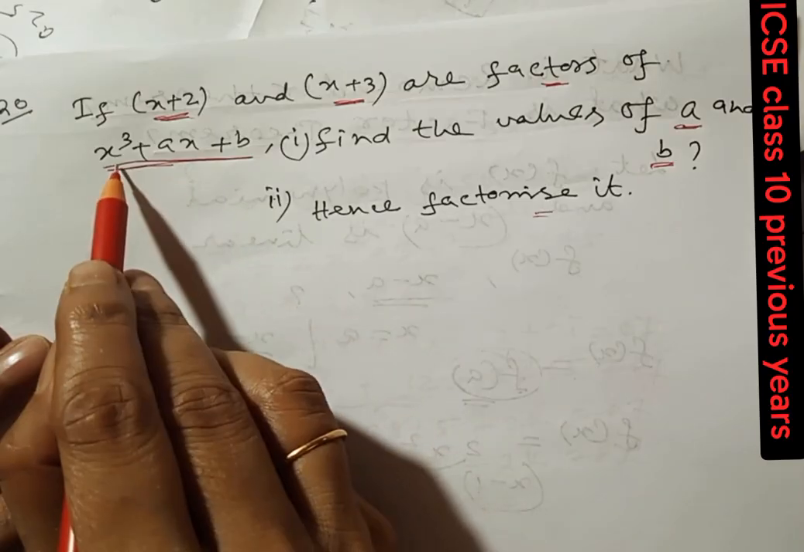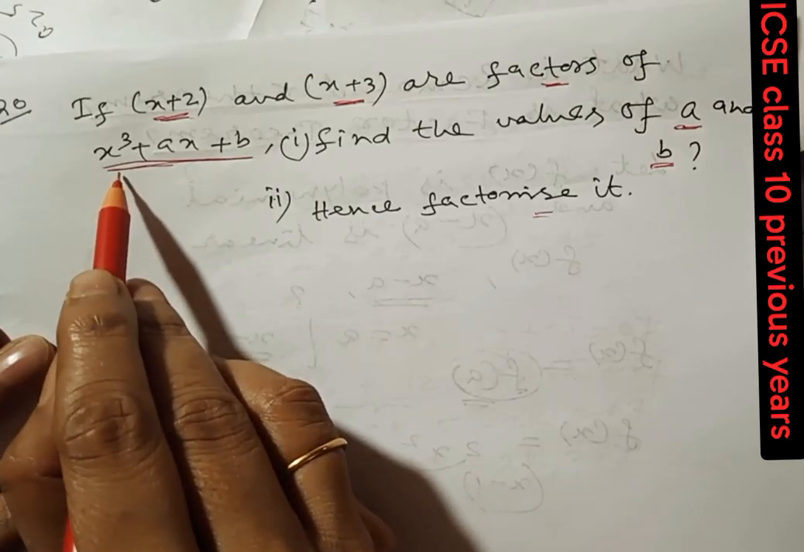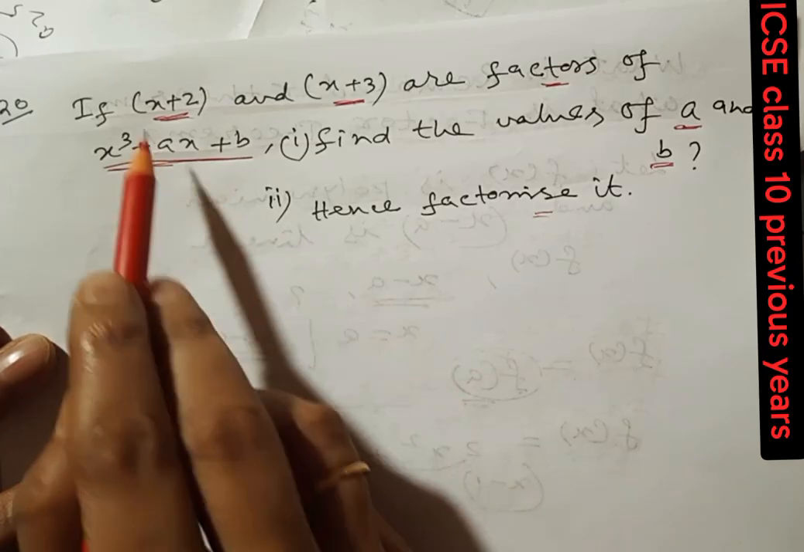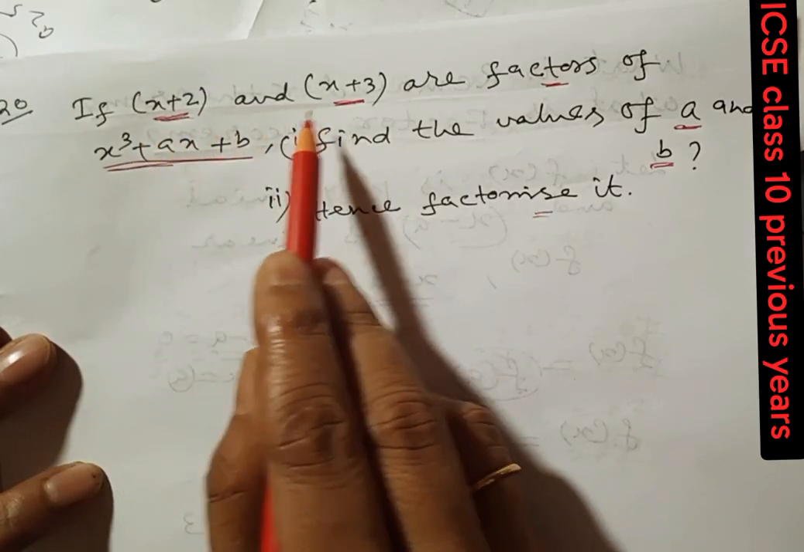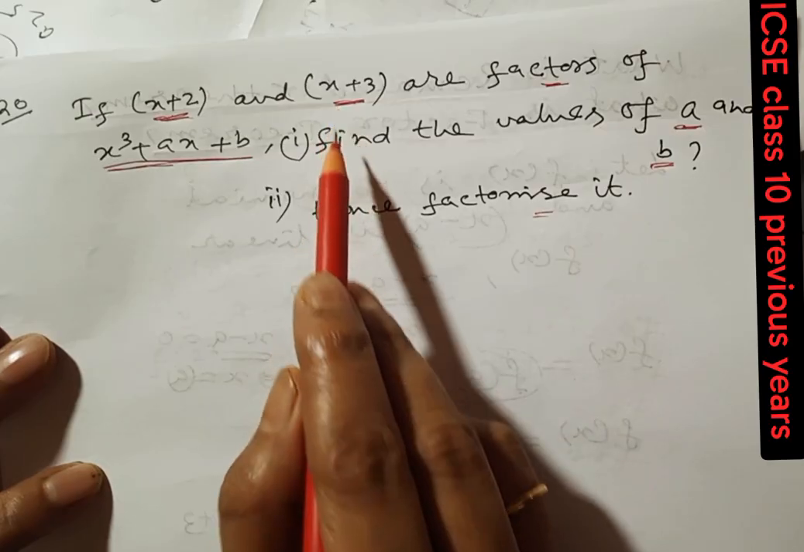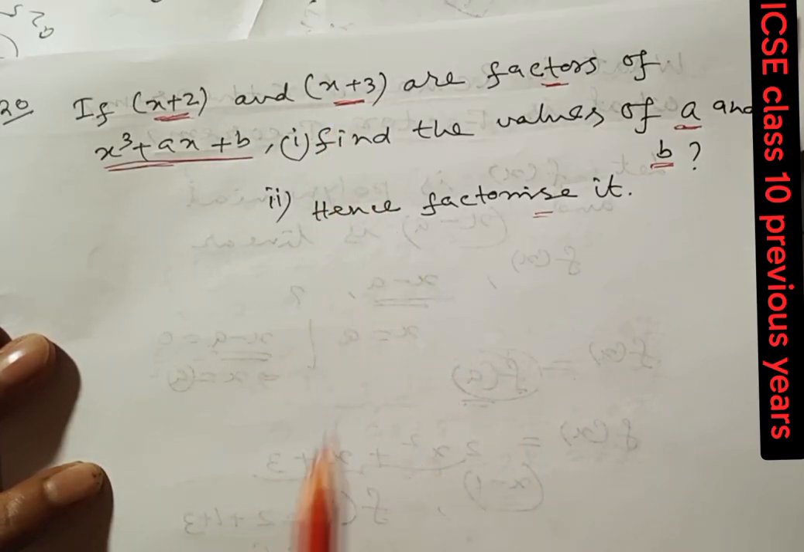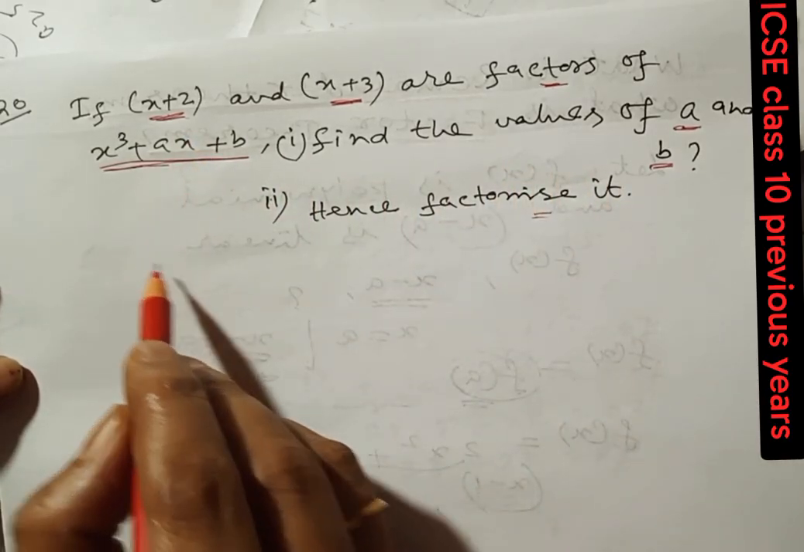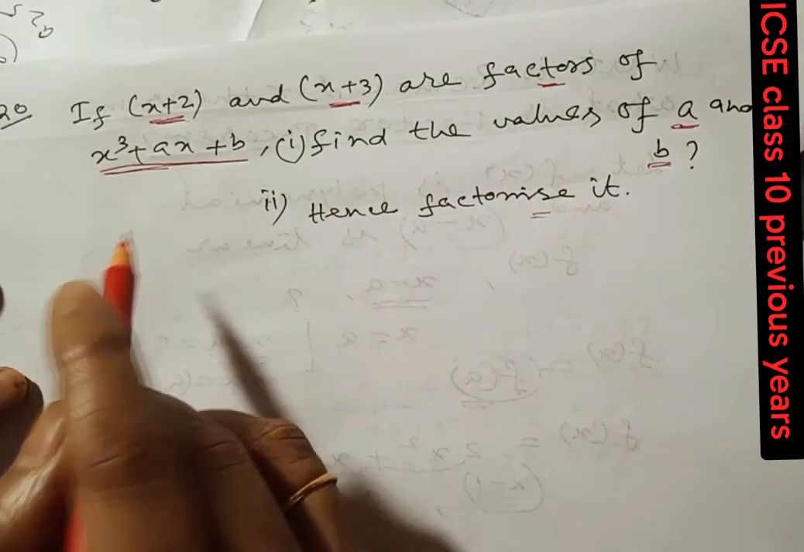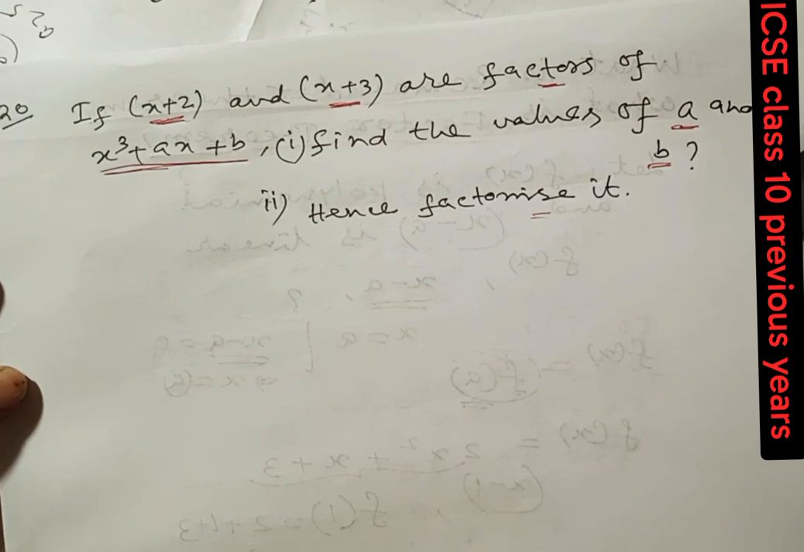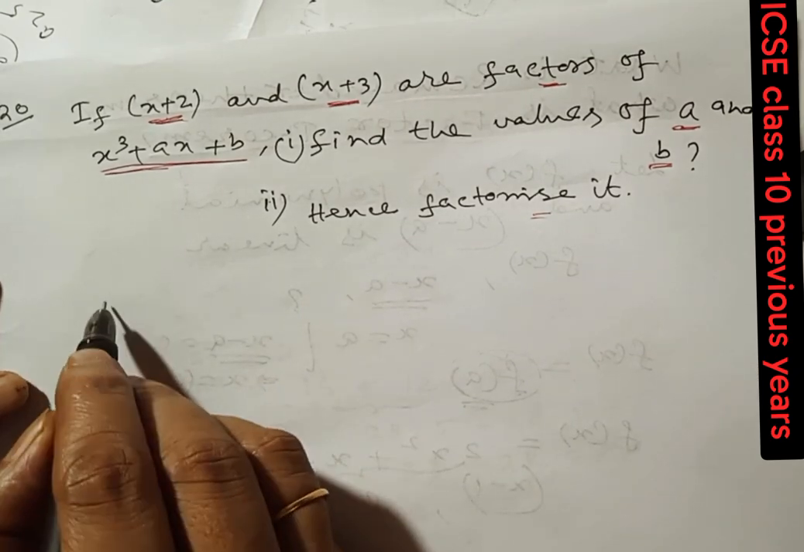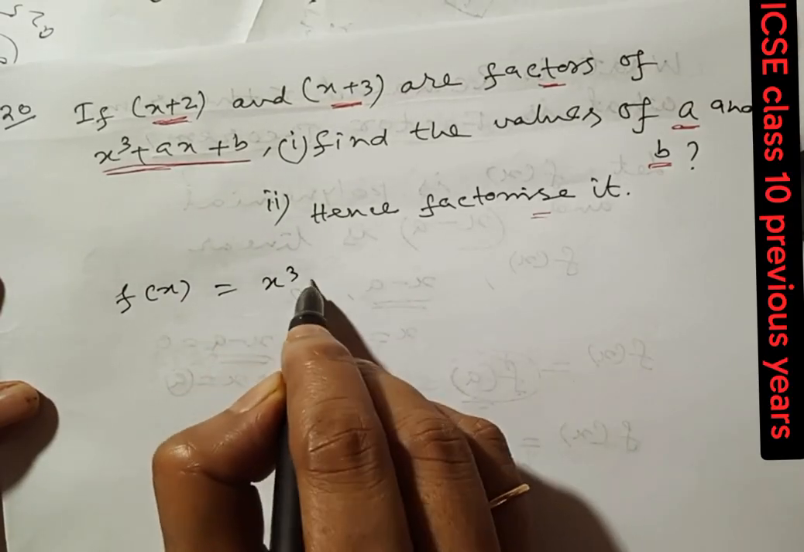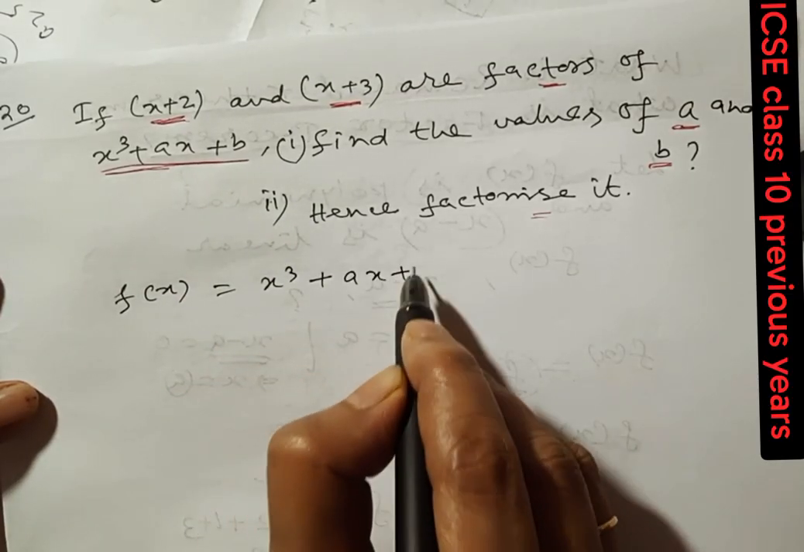Mean this is a cubic polynomial. So a cubic polynomial has three factors. One factor is x plus 2, second factor x plus 3. We find out the third factor. So first using the remainder theorem we solve it. So our given polynomial f(x) equal to x cube plus ax plus b.